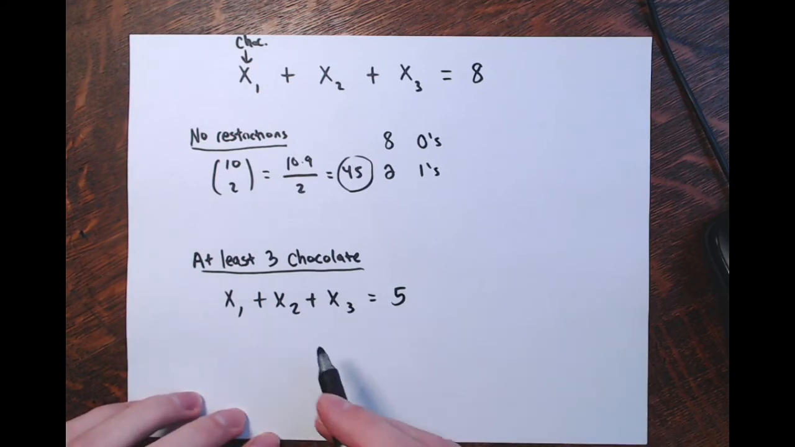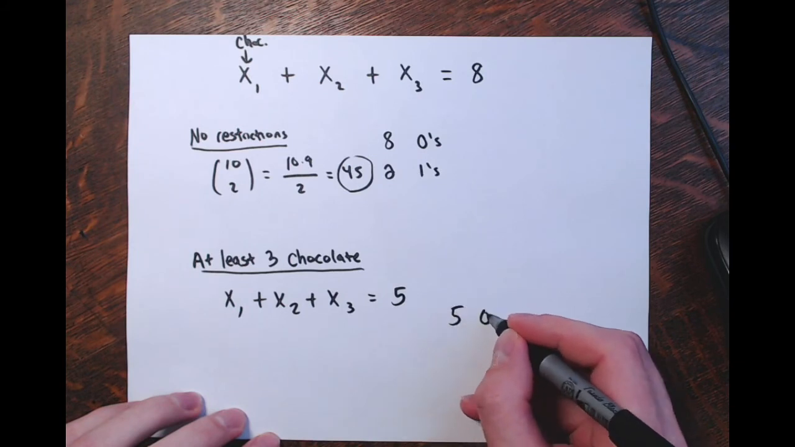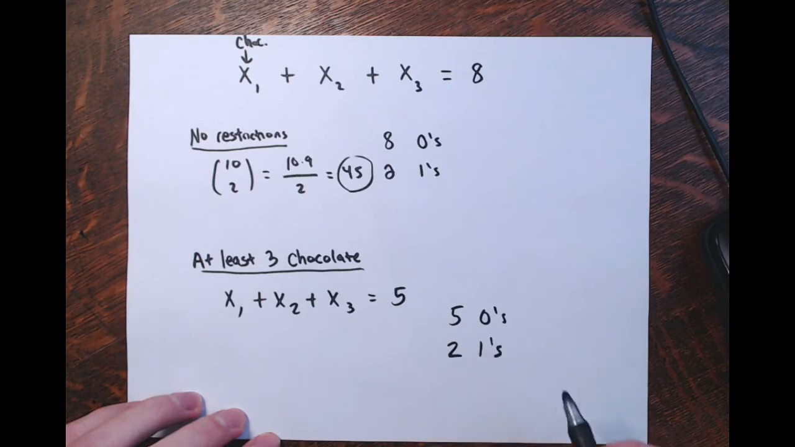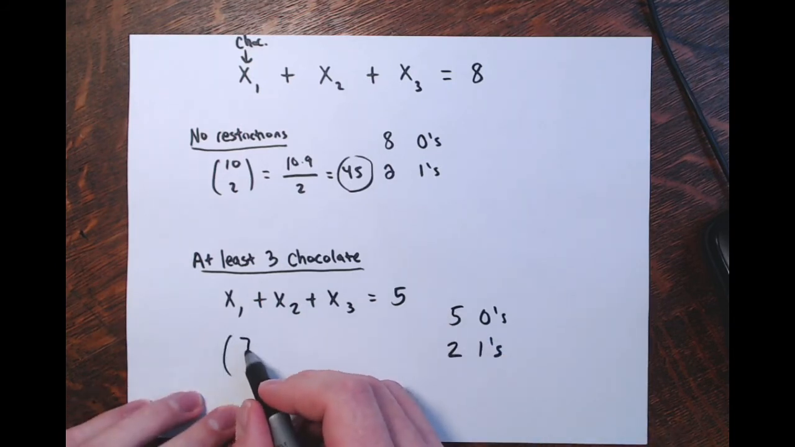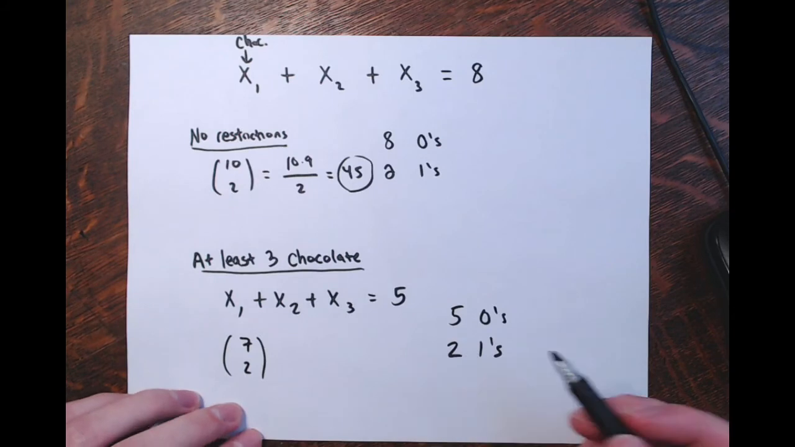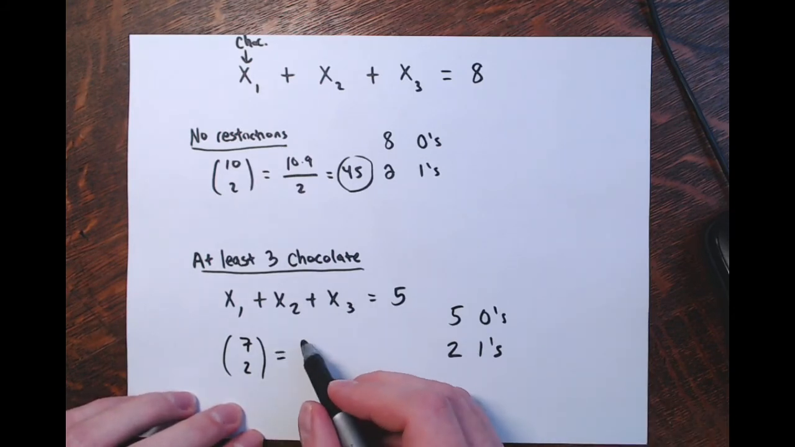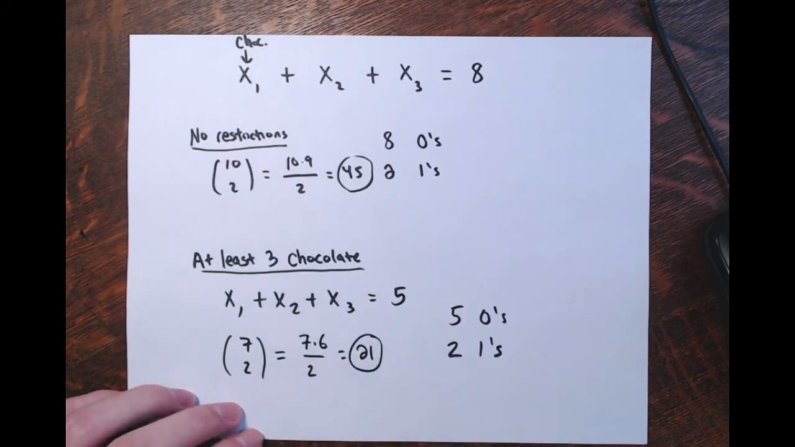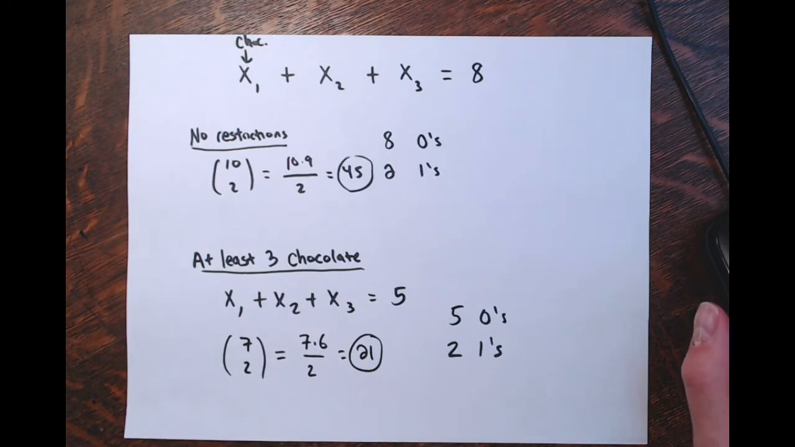Basically start over, and now let's count this number. How many ways can I take 5 donuts from these 3 varieties? Again, I'd have 5 zeros for the donuts. There are 3 varieties, 3 categories, so 2 ones to divvy those up. So 7 choose 2, 7 choose 5, same thing. That's 7P2, 7 times 6, divided by 2 factorial, which is just 2, so this is 21. There'll be 21 ways of selecting 8 donuts from 3 varieties if at least 3 of them had to be chocolate.